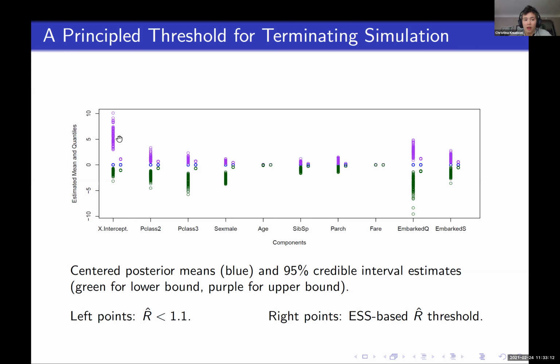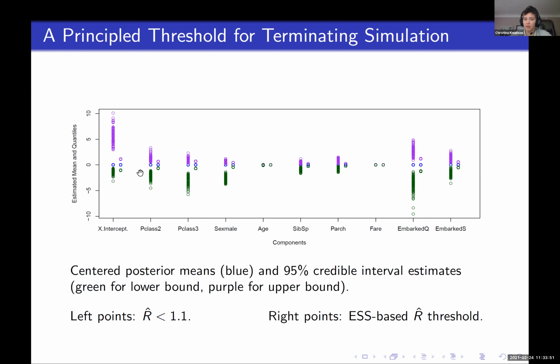Okay. Also in this plot, we can see we have 3 sets of colors. We have purple dots, blue dots, and green dots. The blue dots are the posterior means. And then the green and purple are the endpoints of our 95% credible intervals. So the purple is the upper endpoint of our 95% credible interval. The green points are the lower bound of our 95% credible interval.